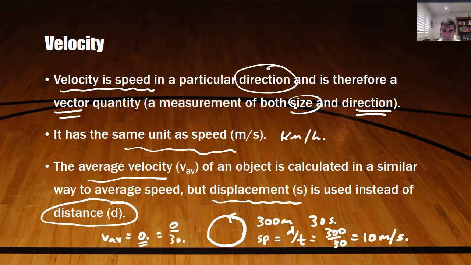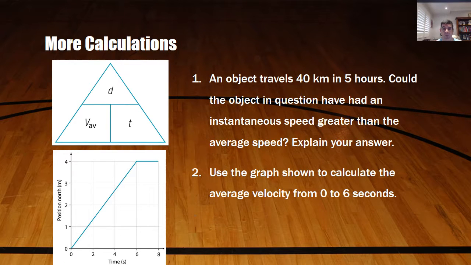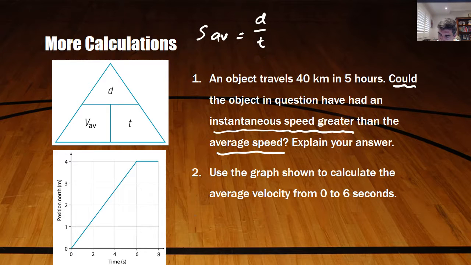So let's have a look at a couple more. When an object is traveling 40 kilometers in 5 hours, could we analyze this motion in order to determine whether there were points where the instantaneous speed was greater than the average speed? Well, if you're going to answer a question like this, you need to think about what we talked about earlier. Firstly, we can calculate an average speed by dividing the distance by the time. If it's 40 kilometers and it's 5 hours, then its average speed is 8 kilometers per hour.